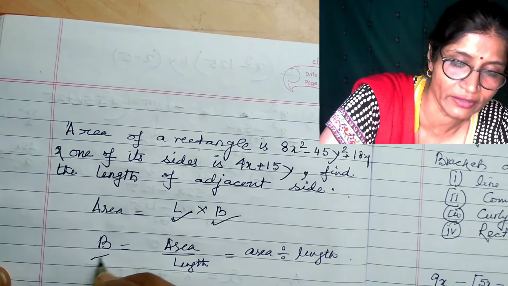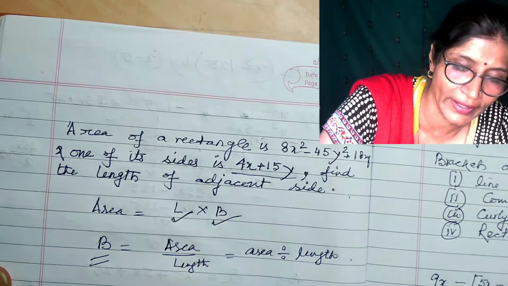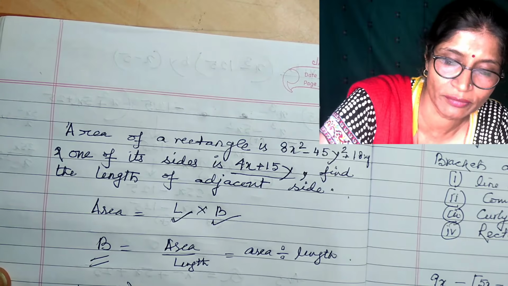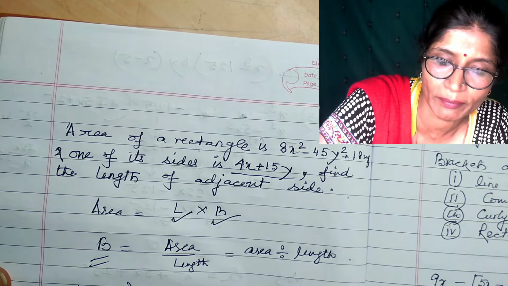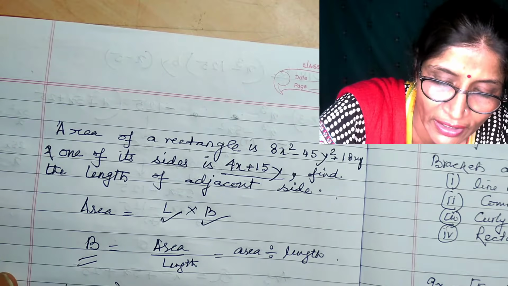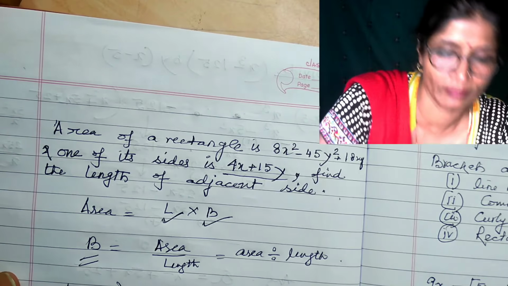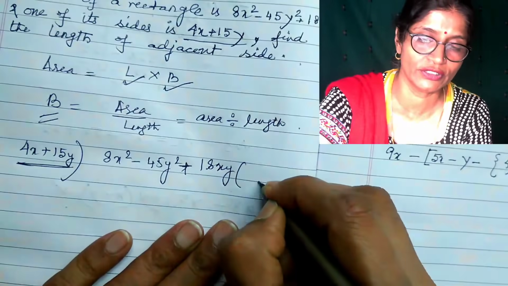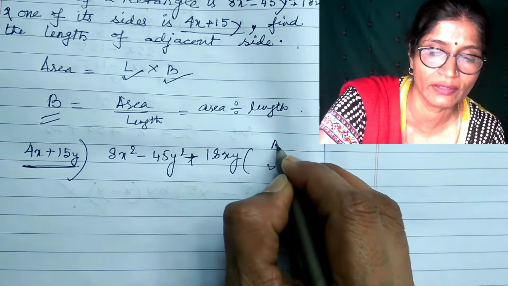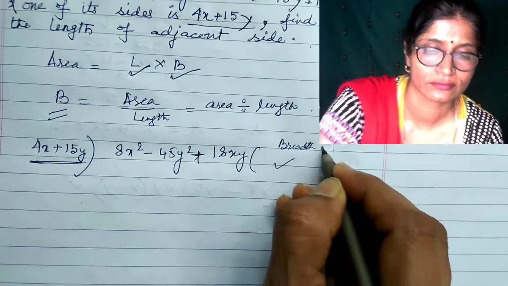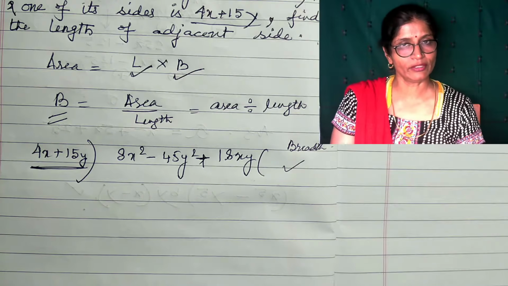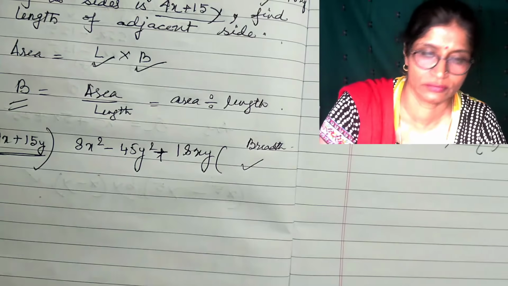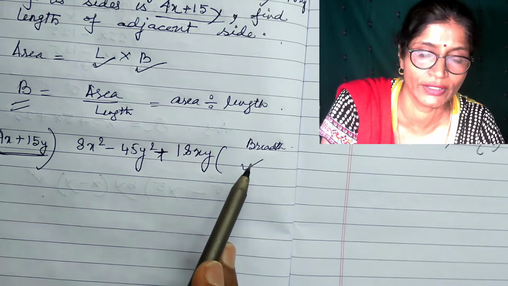It means to get the breadth, what you have to do? This 4x plus 15y, and this, it means this 8x square 45y square plus 18xy, which is the area, will be divided by this length. This area will be divided by this length, then whatever the quotient is there, that will give you the breadth. This also I think you are able to do. Now I have given you the hint how to continue the sum. So this is just the general division, whatever quotient you get will be the breadth.